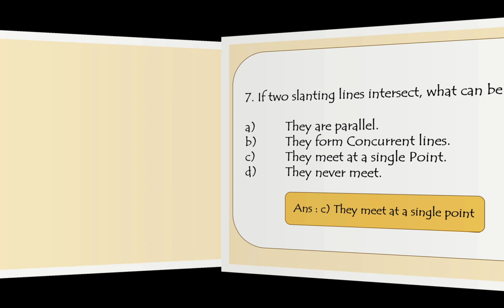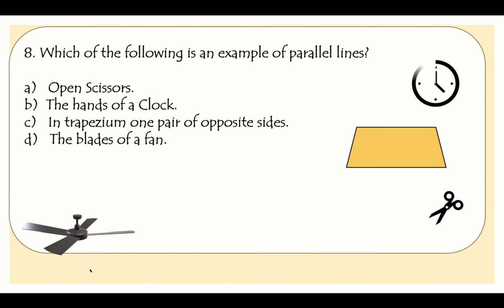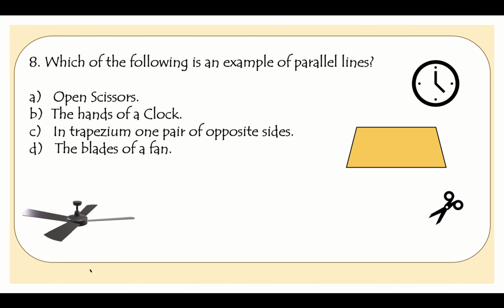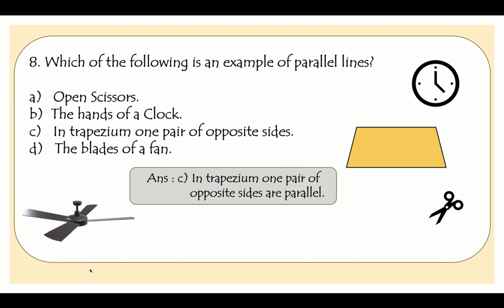My next question is, which of the following is an example of parallel lines? Open scissors, the hands of a clock, in trapezium one pair of opposite sides, the blades of a fan. Just recollect the definition of parallel lines. Parallel lines do not meet each other. Open scissors, it is an example for intersecting lines. The hands of a clock, they meet at some point. The blades of a fan, they are connected. In trapezium, one pair of opposite sides. This is the example for parallel lines. So the answer is C. One pair of opposite sides in trapezium.